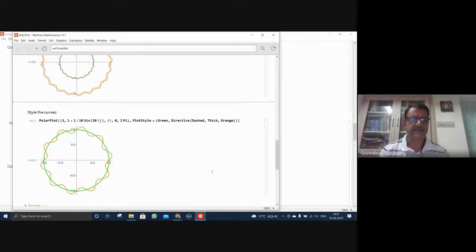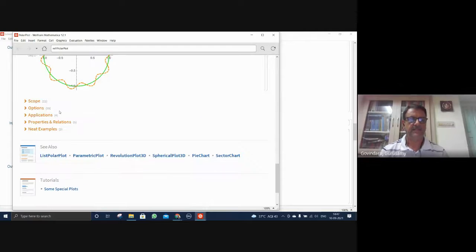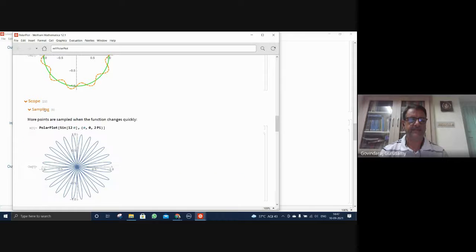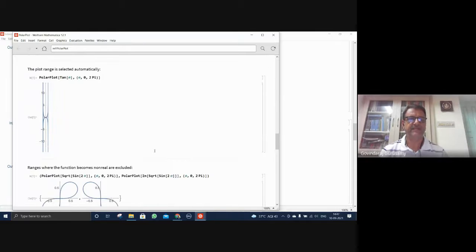So this is one of the polar plots, and then polar plots with other options, plot styles. You can differentiate one from the other. This is an oscillating thing using a dash. Use the green color in the directive. But the other one is a dashed line, thick. This is the thick one. Make orange color. Then there is scope for sampling. See? Beautiful pictures can be generated with this polar plot.